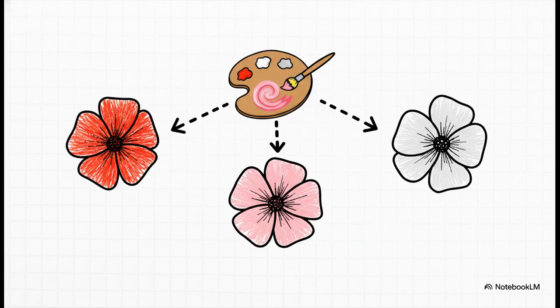But what happens when neither allele is strong enough to call all the shots? Well, then you get incomplete dominance. The perfect example is the 4 o'clock plant. If you cross a red one with a white one, you don't get red or white babies. You get pink ones. Neither allele totally dominates, so they just blend, kind of meeting in the middle.